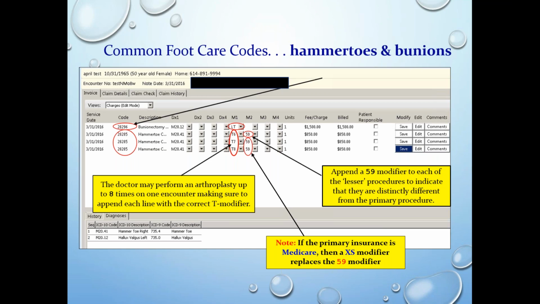Last month, we talked a little bit about how if this was a Medicare patient, you actually wouldn't use the 59 modifier. If you are repeating a same code, in other words, 28285 here is repeated 3 times, that would require an XS modifier for Medicare. Medicare only, not a 59 modifier. So that's why I put this screenshot there.